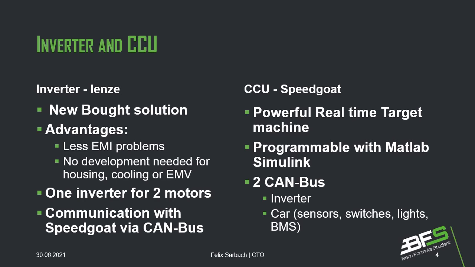Our central computing unit is from SpeedGoat, which is a really powerful target machine. We can program it with MATLAB Simulink, which gives us a simple and easy interface. The central computing unit communicates, as mentioned, with one line of the CAN bus only with the inverter, and one line of CAN bus for all the sensors, switches, lights on the car, as well as to receive all data from the battery management system.